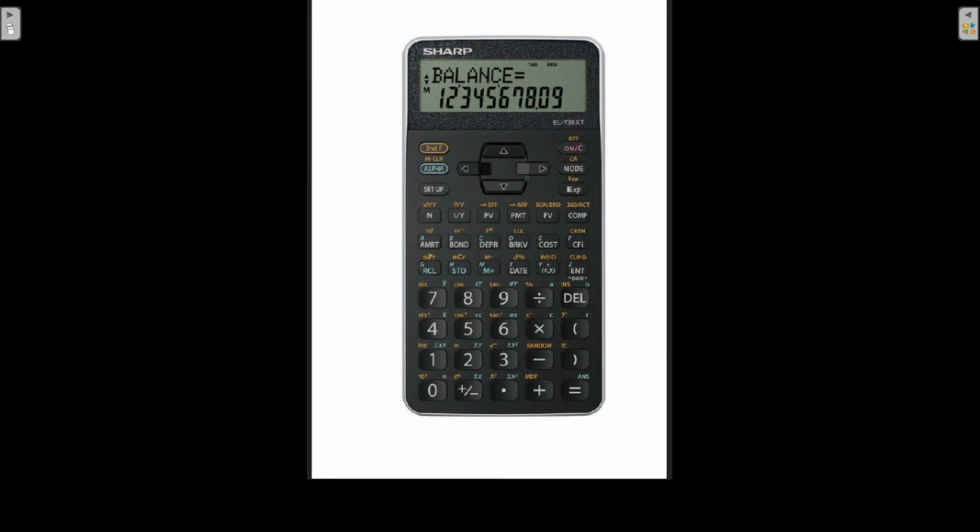You can also use, if you don't want to use the Sharp, or if you have another financial calculator available, you can also use that, but we're going to work with the Sharp throughout.